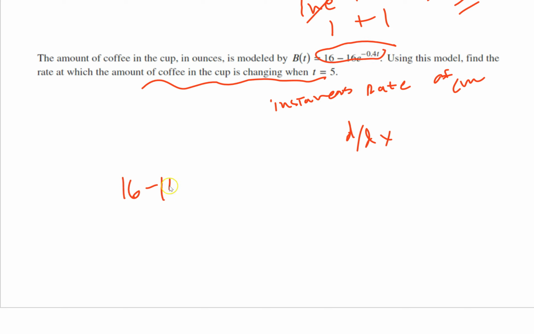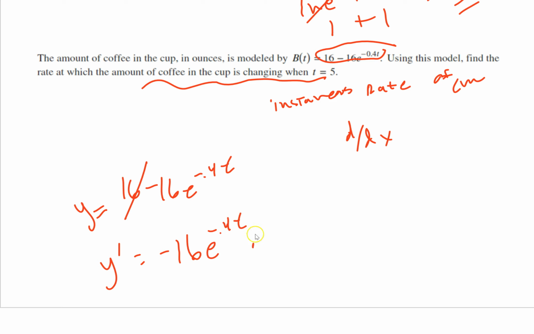So 16 minus 16 e to the negative 0.4 t. Let's take a derivative. The derivative of 16 is 0, it goes away, since it's a constant. Remember the way you do the e, just copy it. The constant is just a constant too, so copy it. Times the derivative of the power, in this case negative 0.4. And after we do that, we just plug in 5. So my answer is going to be negative 16 e to the negative 0.4 times 5, times negative 0.4.